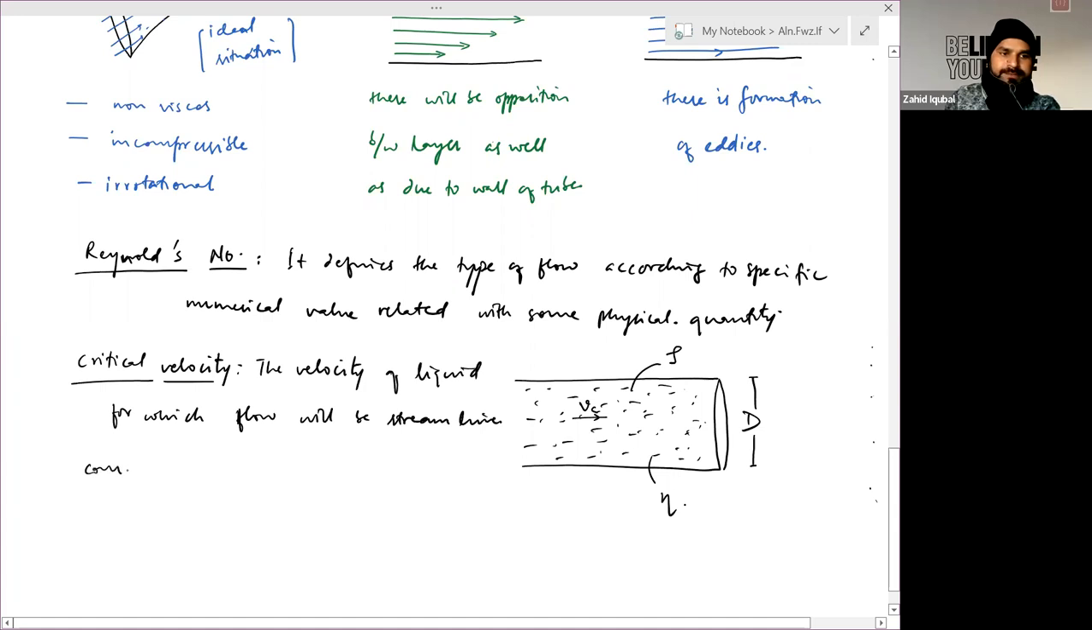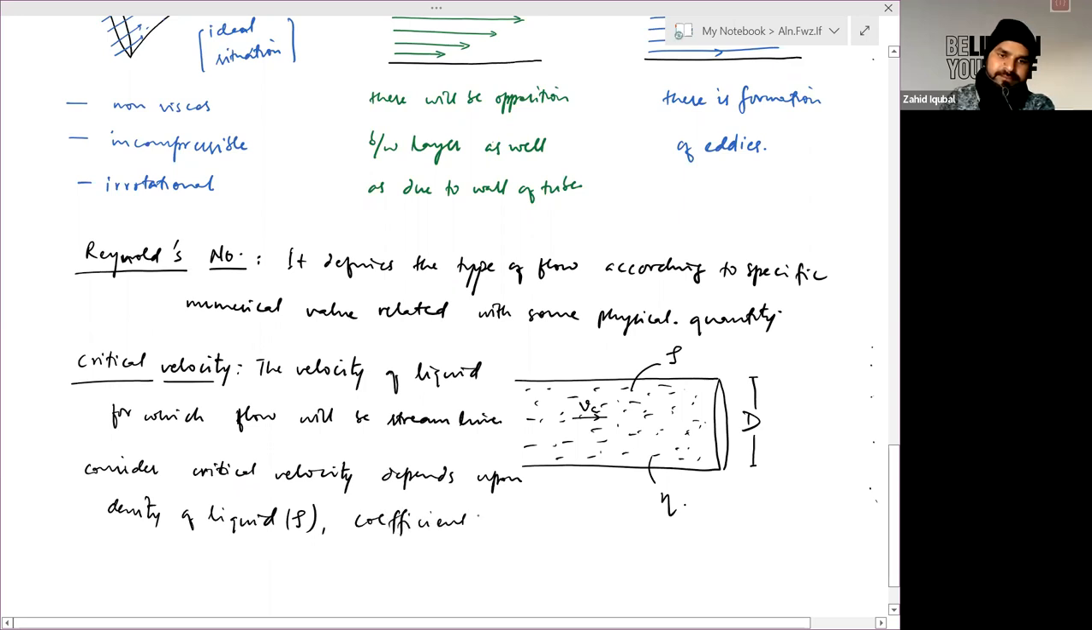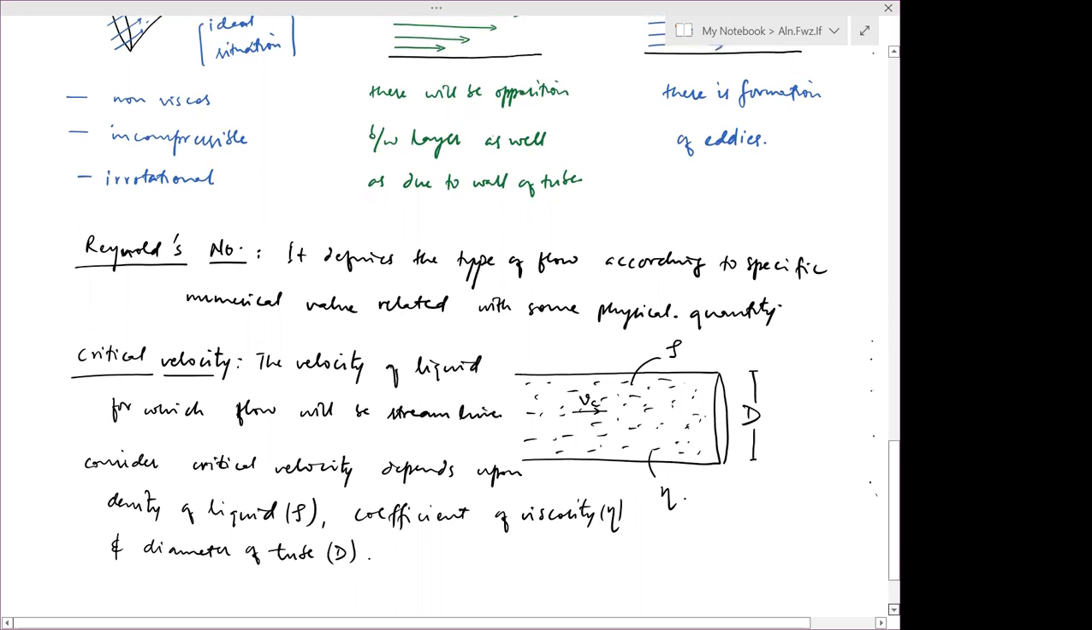Now, consider critical velocity depends upon density of liquid, rho, coefficient of viscosity, eta, and diameter of tube, d. Ifra, any doubt? No, sir.